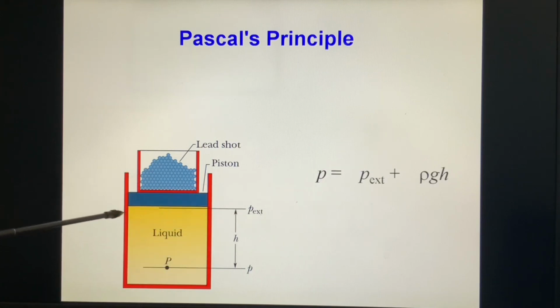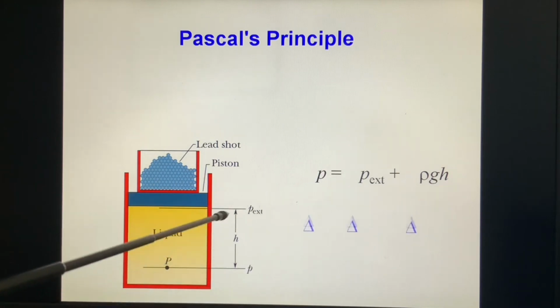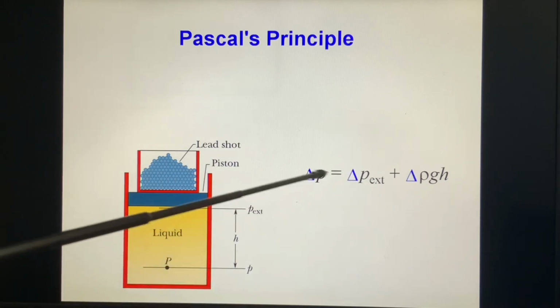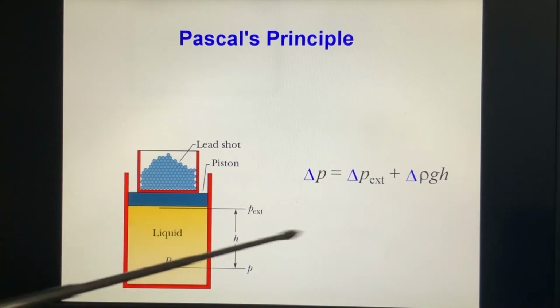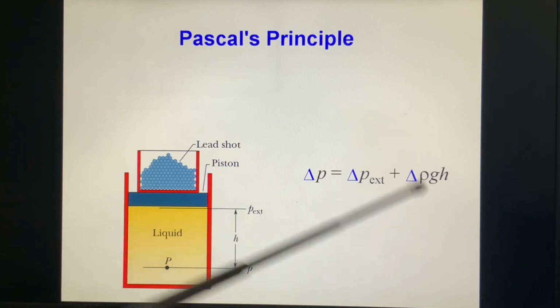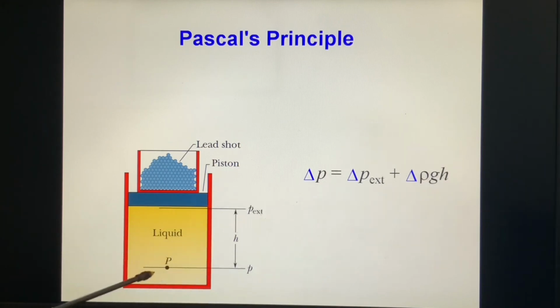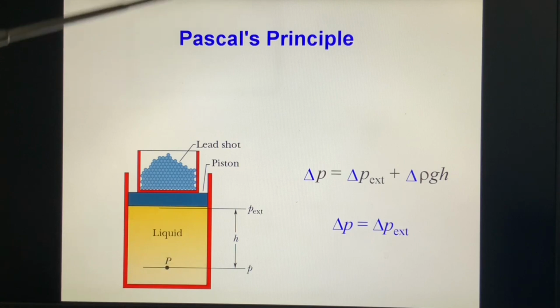This is on the surface. If we put something on top of it, then we'll have to see the change. The change of pressure, the change of the surface pressure, and with this one, we found that this is zero because H never changed. In other words, the change of pressure at this point equals the change of pressure at this point. This is called Pascal's principle.